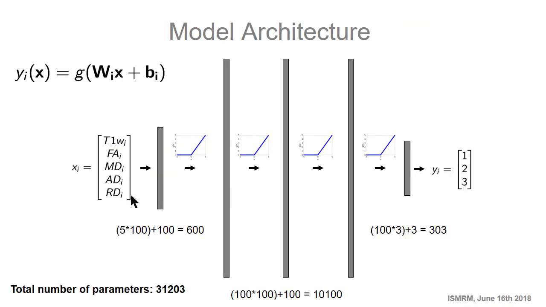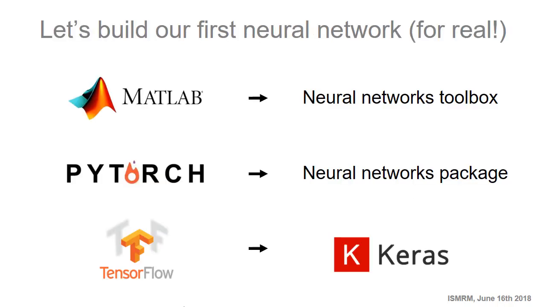This is our input feature vector with our data and our output classes. And when you take a look at the number of parameters, this has more than 30,000 parameters. So this is not a toy model anymore, like the linear line that we learned in the first example. And now let's build it for real in these different software frameworks that we have available.